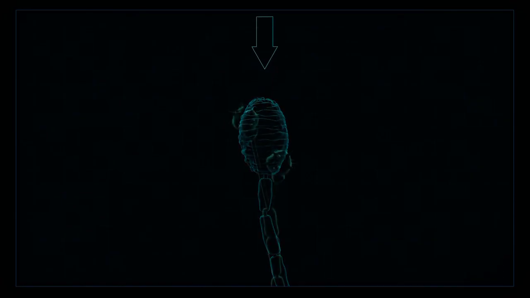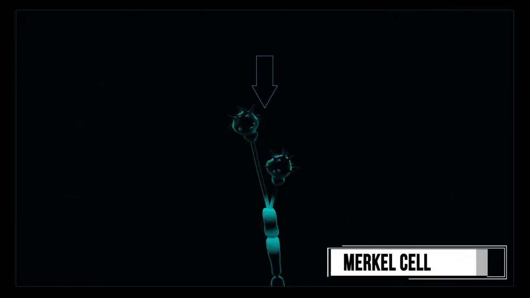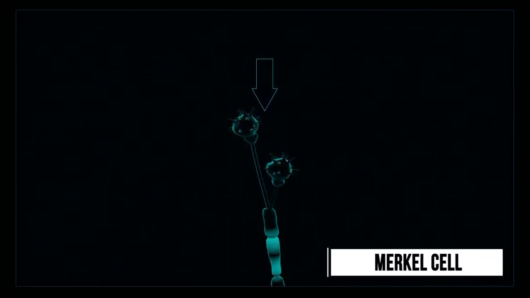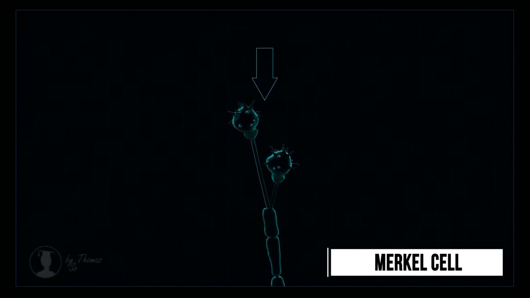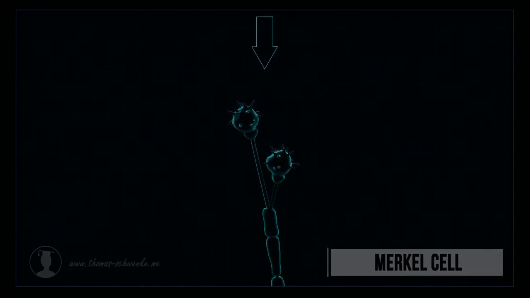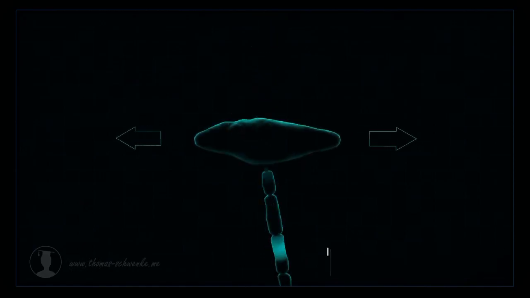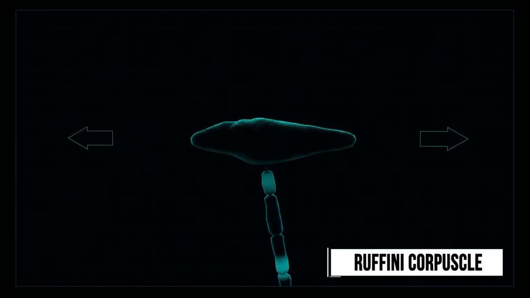Merkel cells, on the other hand, belong to the slowly adapting mechanoreceptors, as they trigger an action potential in response to both dynamic and static stimuli. Ruffini corpuscles trigger an action potential when the tissue is stretched. Ruffini corpuscles also belong to slowly adapting mechanoreceptors of the skin.